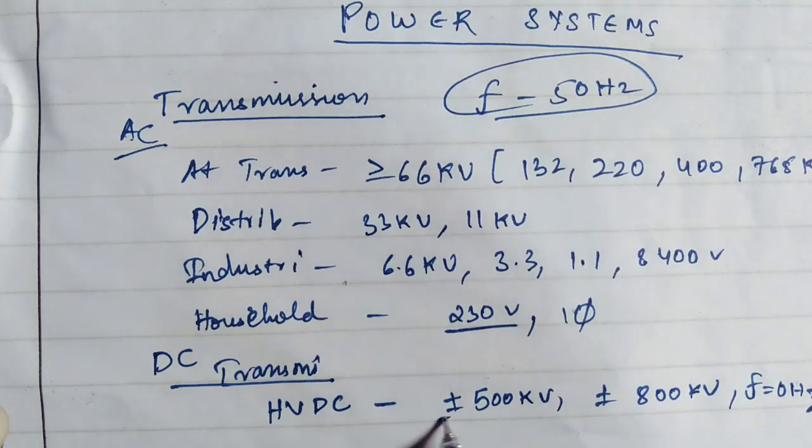The plus or minus sign is here due to the reason that in AC we don't have any plus or minus sign, but in DC we do have polarities. So we might take plus 500 kV or minus 500 kV from an HVDC supply. So we are using plus or minus 500 kV.